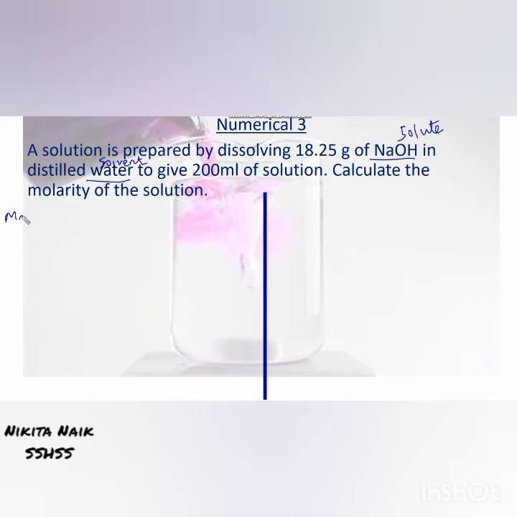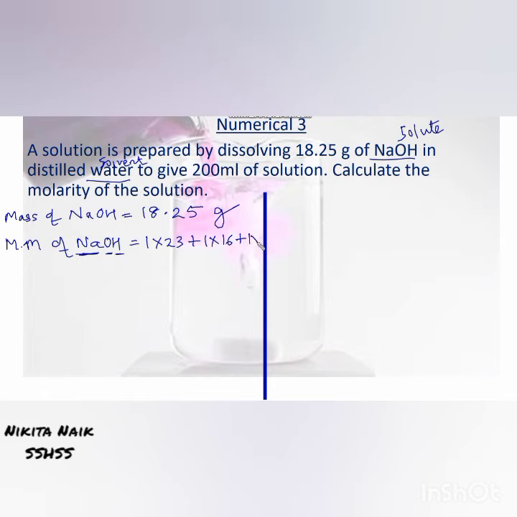Given is mass of NaOH, that is a solute. It is given as 18.25 gram. Then molar mass of NaOH is not given to us. We can calculate it. Na, so it is 1 into 23 plus O, so it is 1 into 16 plus hydrogen, it is 1 into 1, which is giving us 23 plus 16 plus 1, that is 40 gram per mole.